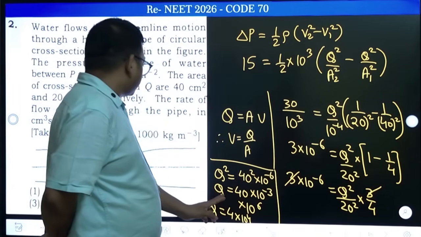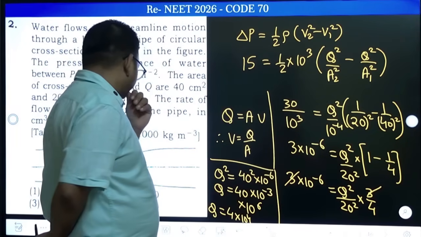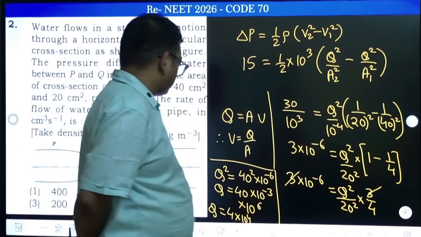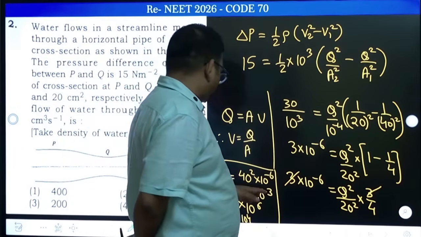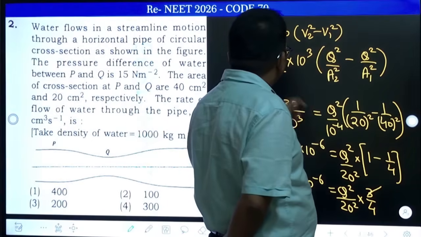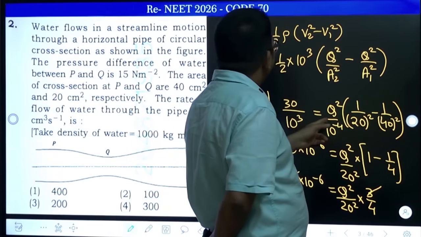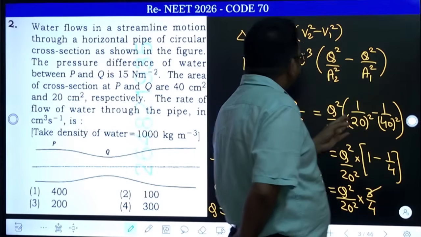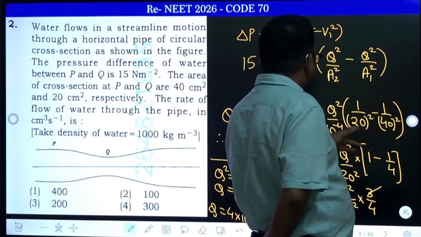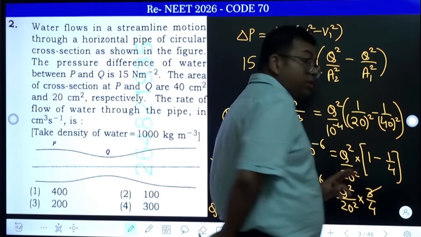But if you take this calculation, I think 4000 will come if you take like this. Correct? If I take only this. Okay, again check calculation. So 30 by 1000 has come, and this Q square I have taken. So 1 by 20 minus 1 by 40 square. This is centimeter square, 10 power minus 4, right? Area square it is.